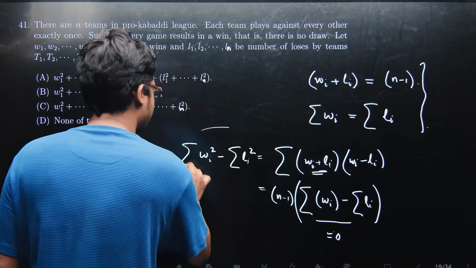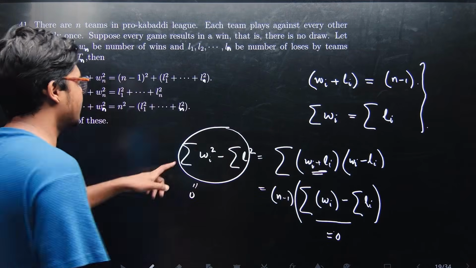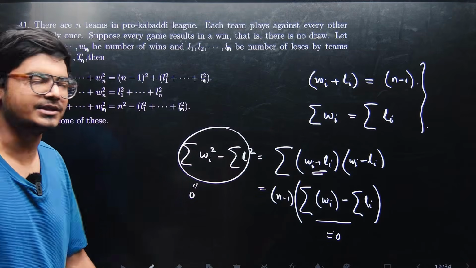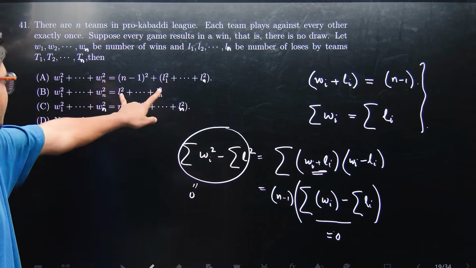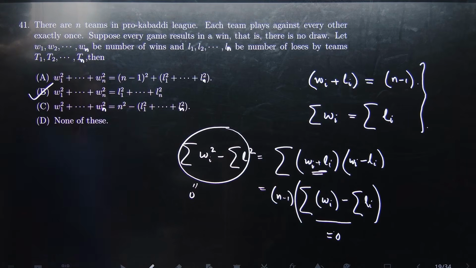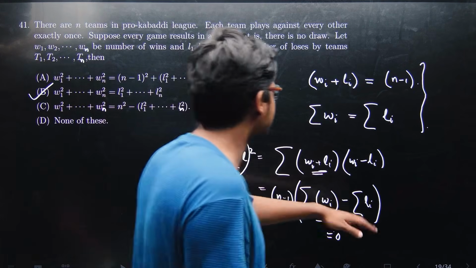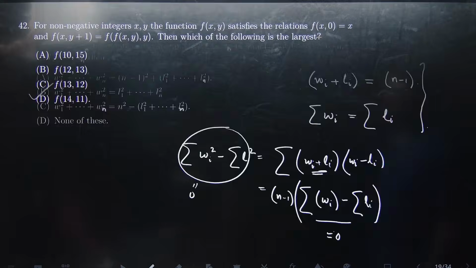So this quantity also has to be equal to 0, which means summation of Wi square is also going to be equal to summation of Li squared. So which of the options is correct? Option B. As simple as that. It looks complicated, but it's actually not. You just need to understand what the idea is. All right. Coming to the next one.